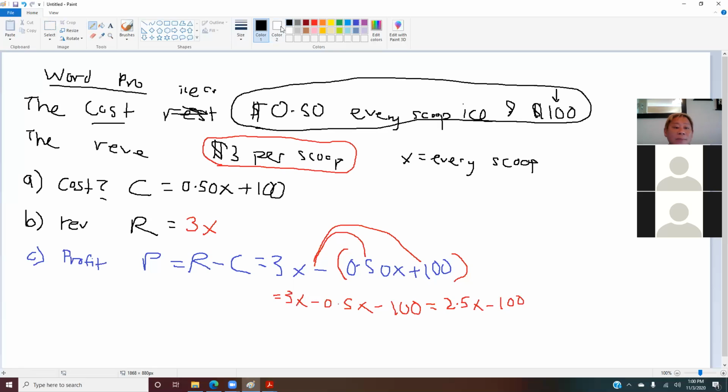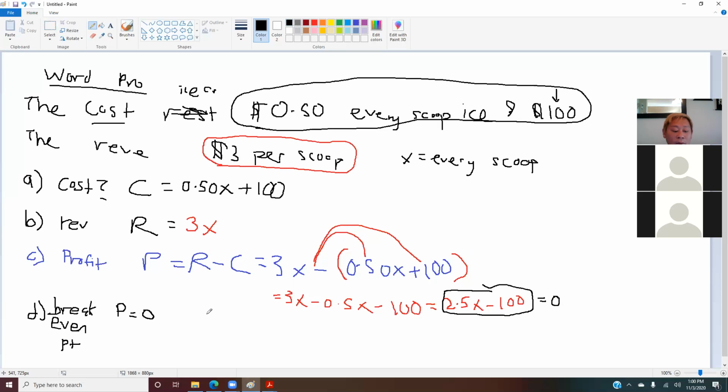And the last one is part D. You have to find the break-even point. What is the break-even point? The break-even point means that your profit is equal to 0. So you have to set this equation equal to 0 and solve for x here. Do you guys know how to solve for x here? And that is what we call a break-even point.